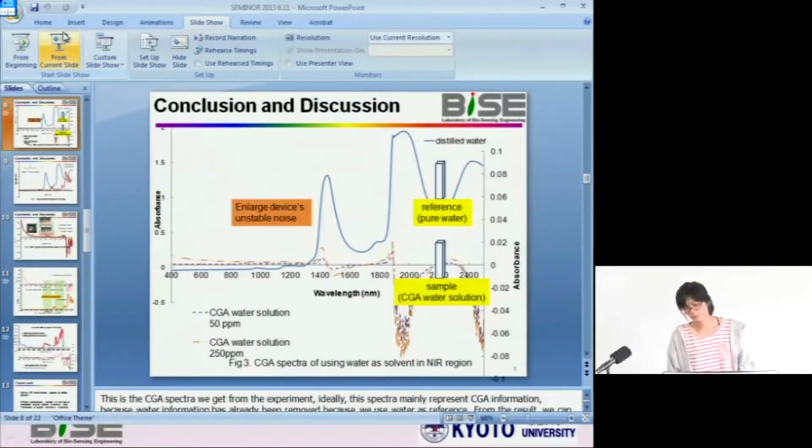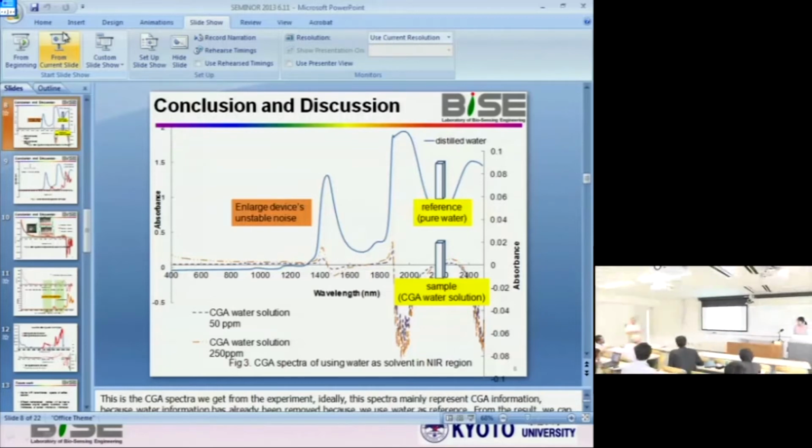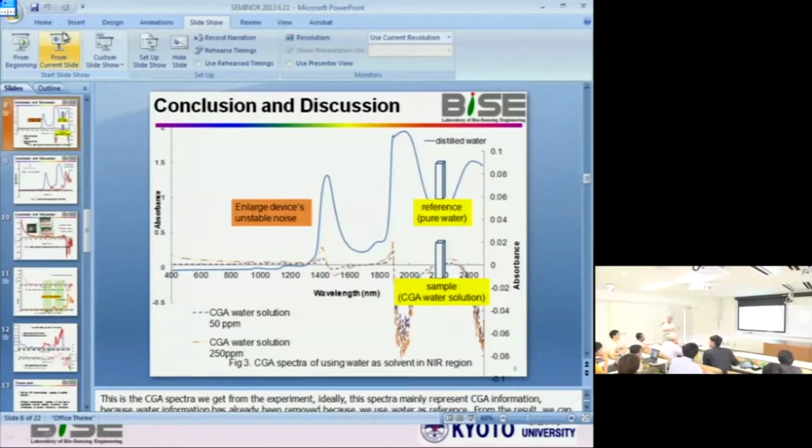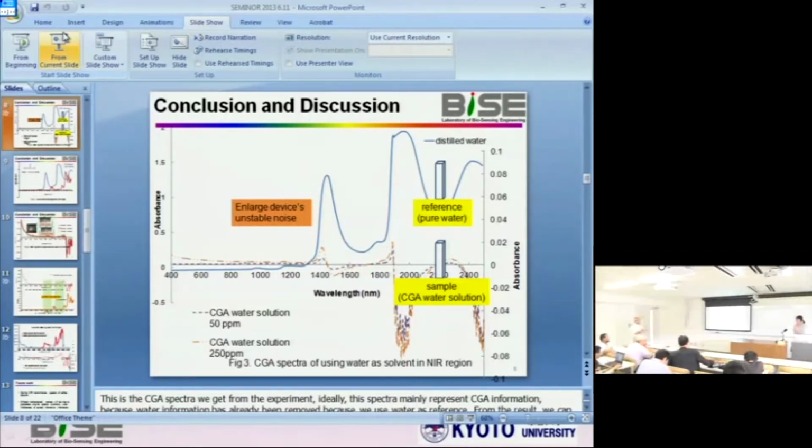Any suggestions? Comments? You measure the CJ solution by using pure water as a reference. Yes. So is it popular in NIR measurement? Usually, for previous research, they just use air as reference. But I think using water as reference is better because the water information will be removed.